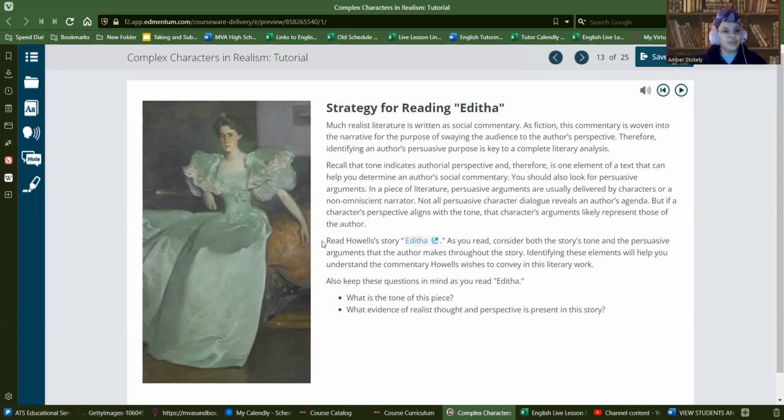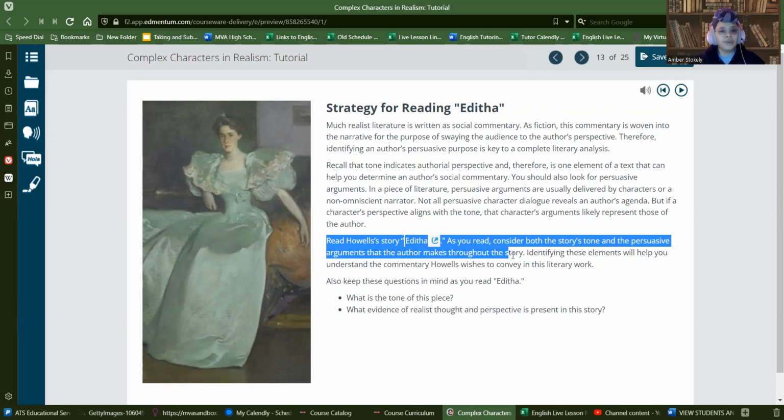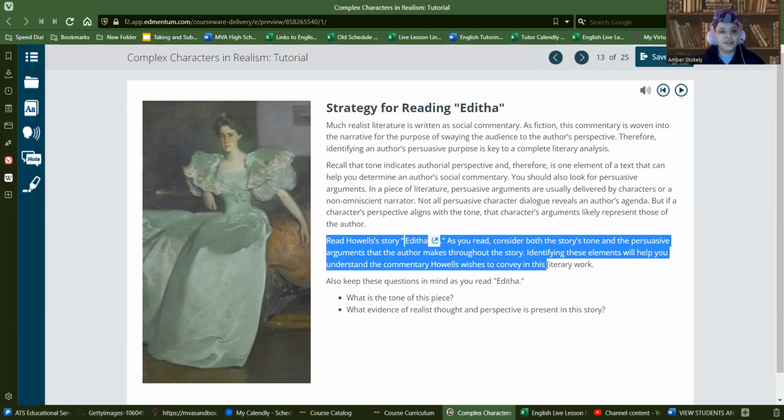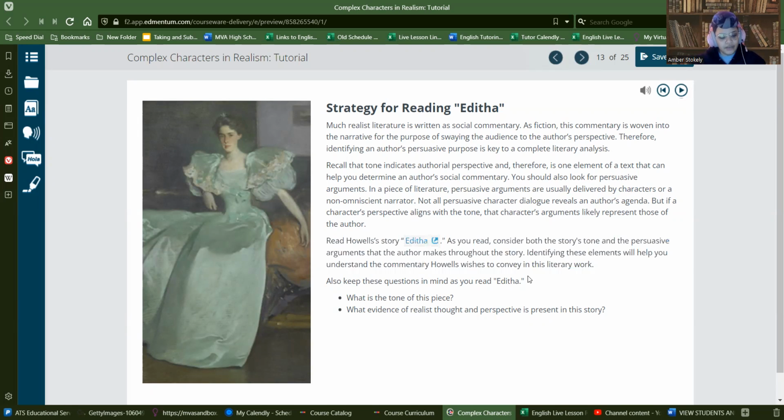So it says, read Howells' story Aditha, and as you read, consider the story's tone and persuasive arguments that the author makes throughout the story. Identifying these elements will help you understand the commentary that Howells wishes to convey in this work. And then I give you questions to keep in mind. What is the tone of this piece? And what evidence of realist thought and perspective is present in the story?